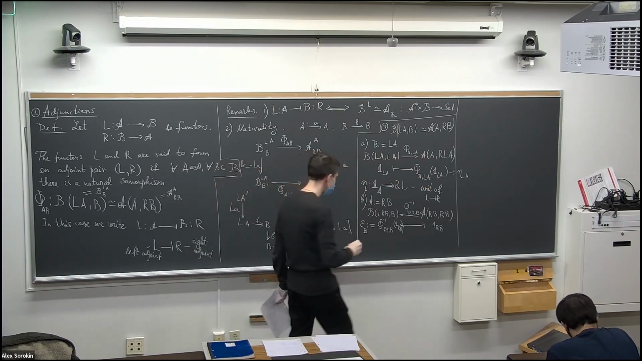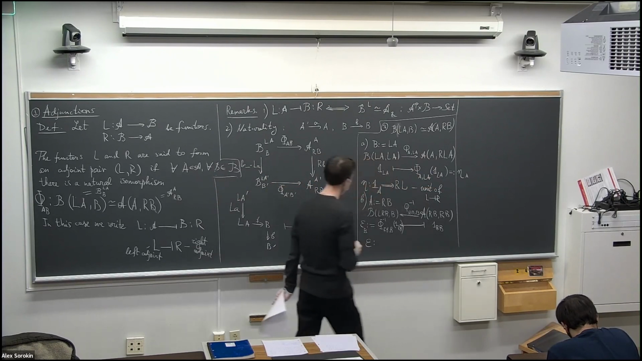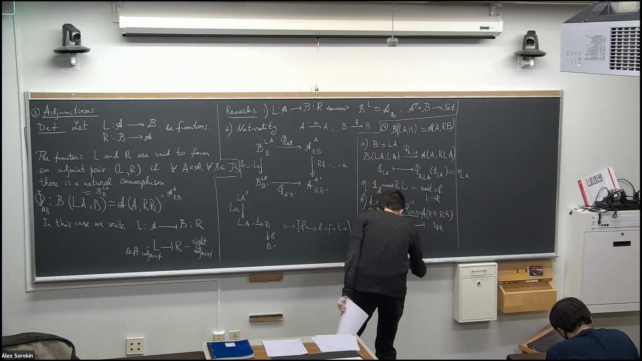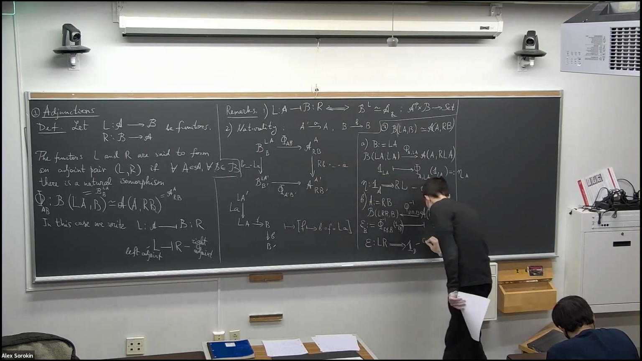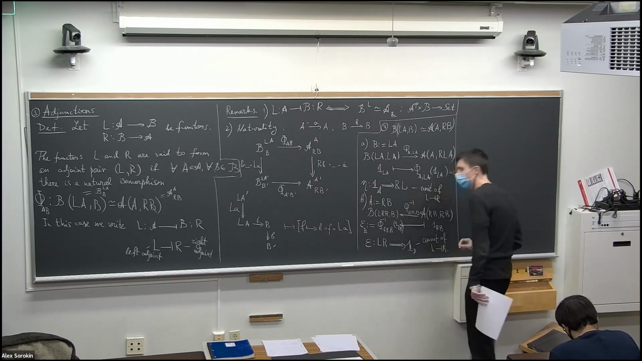Then we obtain by naturality that epsilon is a natural transformation from LR to the identity functor on the category. And it's called the co-unit of the adjunction.